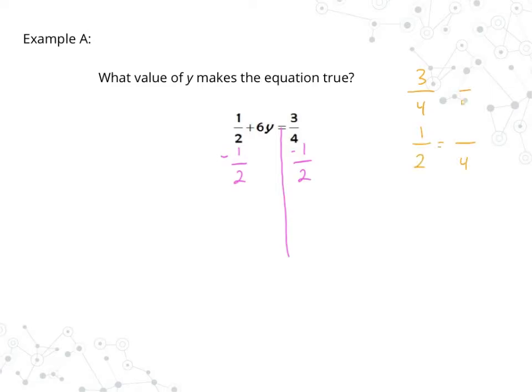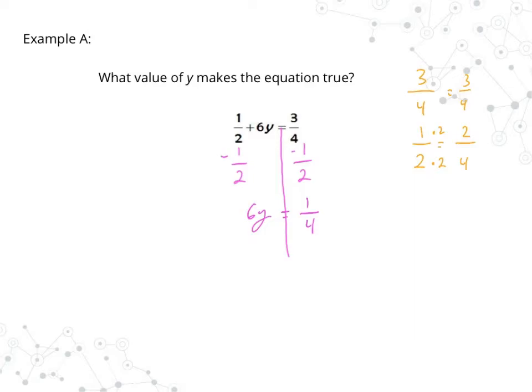So luckily, I don't have to do anything to 3/4 in order for that to be 4ths, but I have to multiply the bottom by 2 to get to 4 and multiply the top by 2 to get to 4. So I'm going to have 2/4. So I'm going to be taking 3/4 minus 2/4, which is going to leave me with 1/4. Bring down my 6y, and I've got 6y is equal to 1/4.